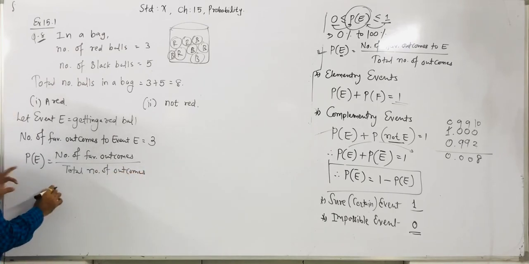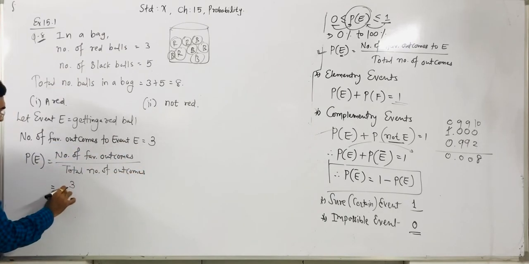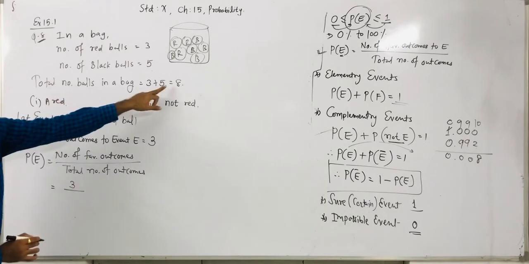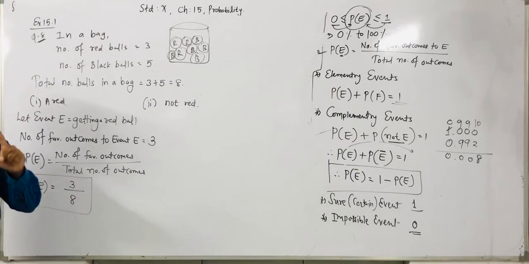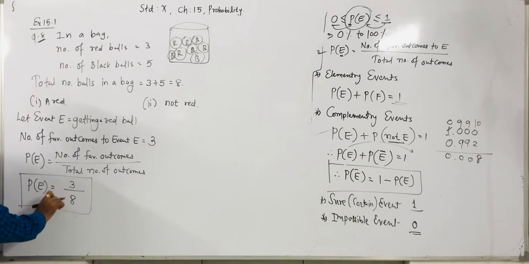Right? So favorable outcomes is what? 3. And total number of outcomes is what? Total number of balls in the bag? 8. So P(E), the probability of getting a red ball, is what? 3 by 8. As I told you, your denominator is always greater than the numerator.